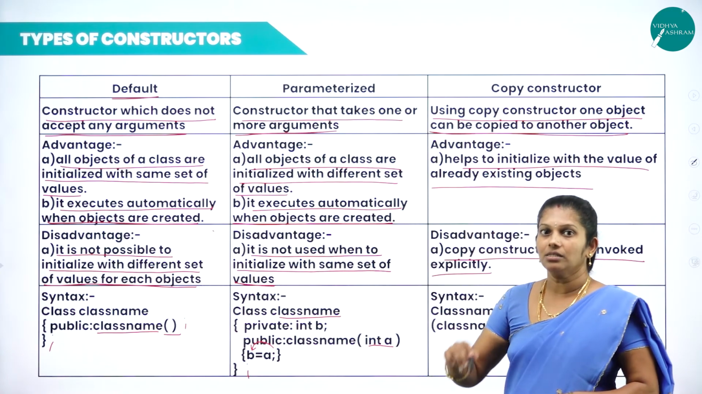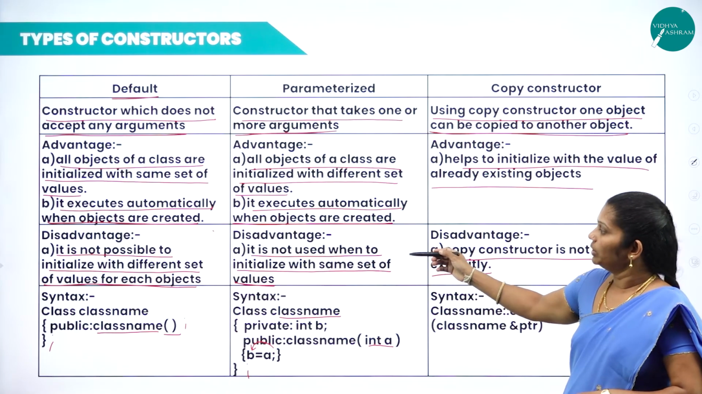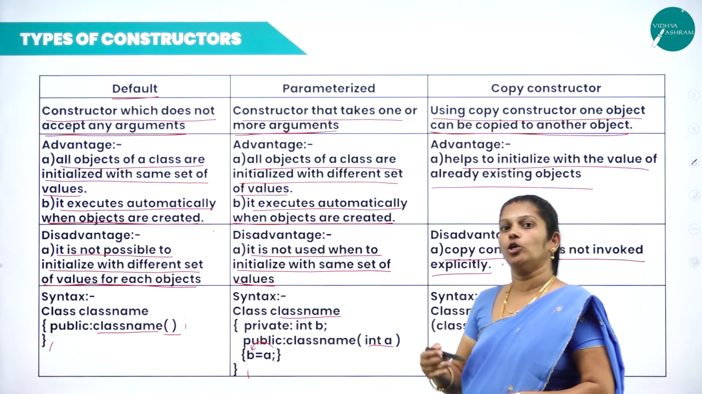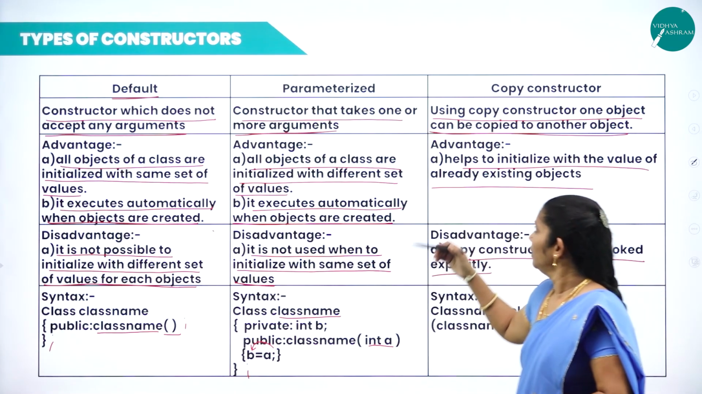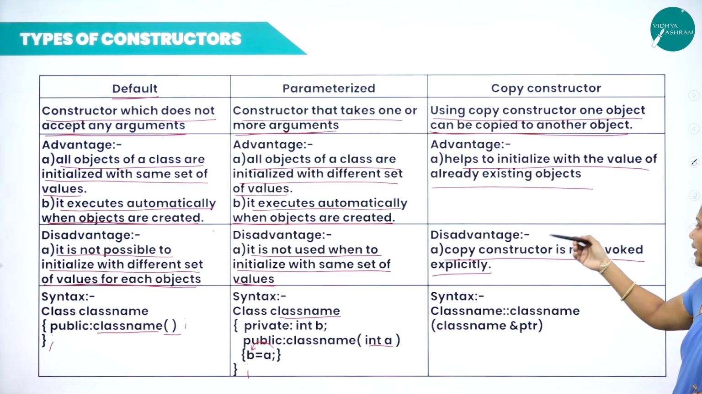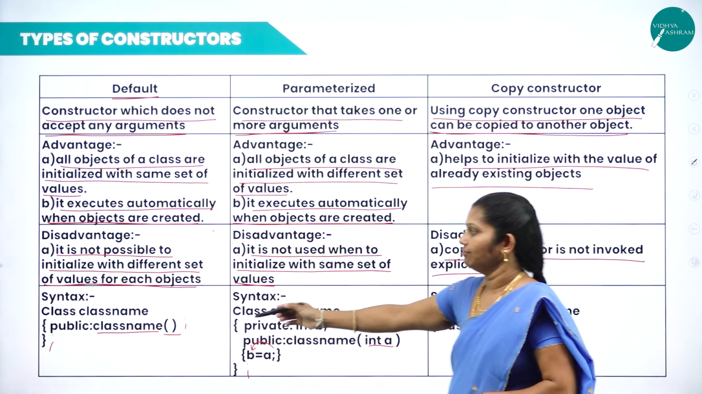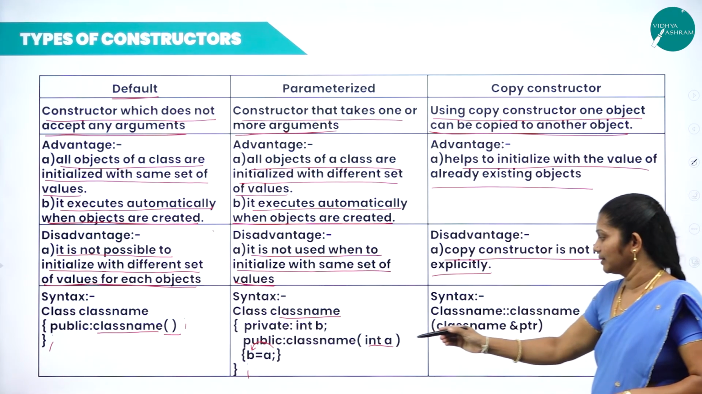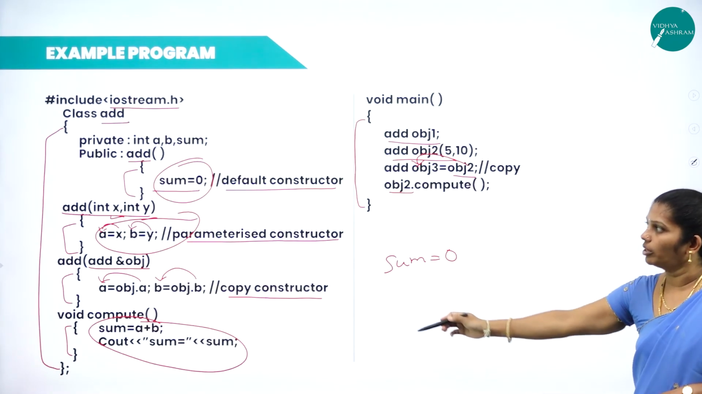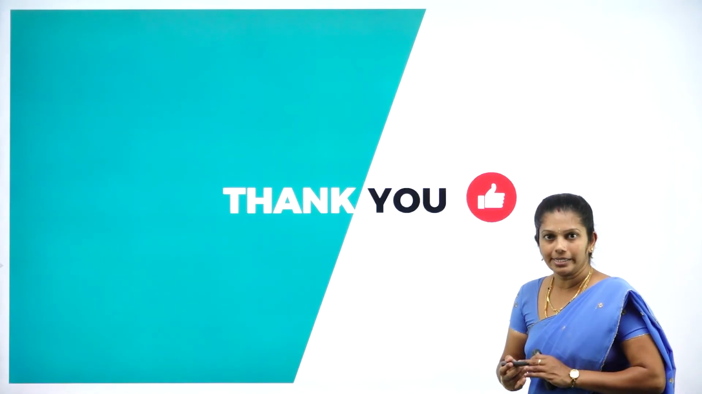Here, advantages: for each object we can give a separate set of values. When we come to disadvantages, it is not used when you want to initialize all the objects by the same set of values. Here it helps to copy from one object to another object, whereas here it is not possible to invoke explicitly. And this is the syntax for default. This is a parameterized constructor and this is a copy constructor. This program includes all the concepts like default, parameterized as well as copy. Now is it clear for all of you?